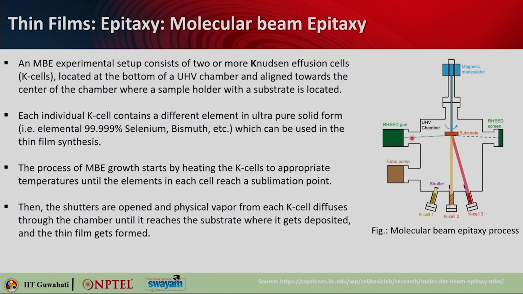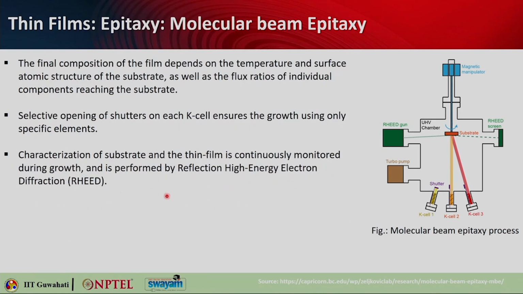You can see that it actually sends electrons incident at a very low angle, and you get the diffracted electrons, and you can observe the pattern here. This pattern can actually reveal the quality of the film that is being developed, and also you can measure the film thickness starting from a single monolayer. As I told, this particular characterization is done by using reflection high energy electron diffraction, that is RHEED.